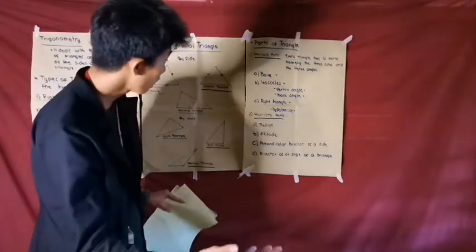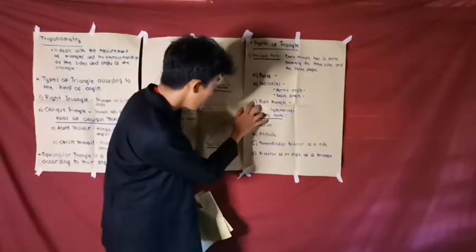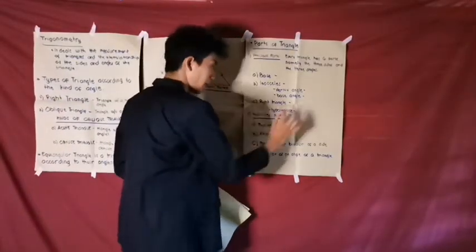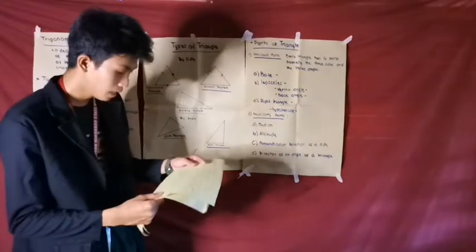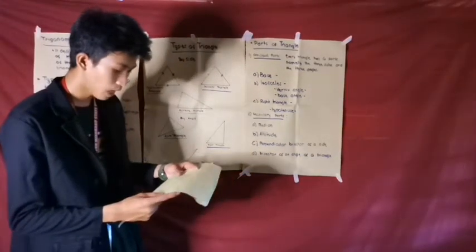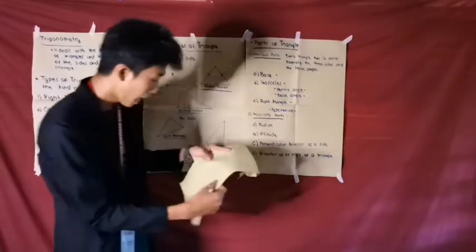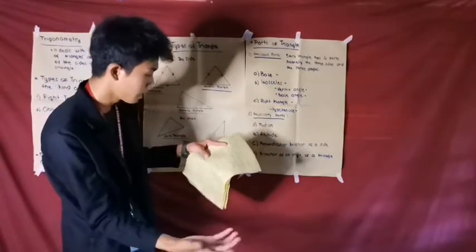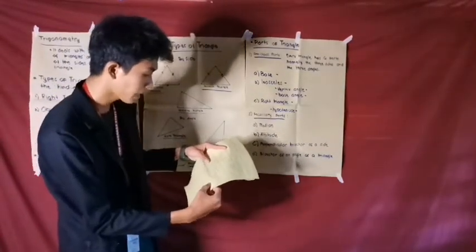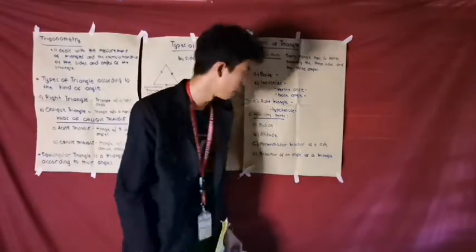Understood? So now let's proceed to the right triangle. In a right triangle, the perpendicular sides are called legs, and there is also the hypotenuse. The hypotenuse is the third side, the side opposite the right angle, and it is the longest side.